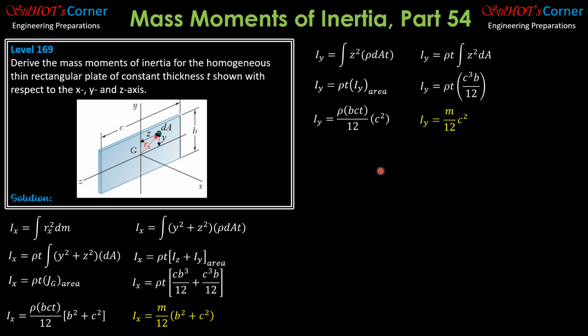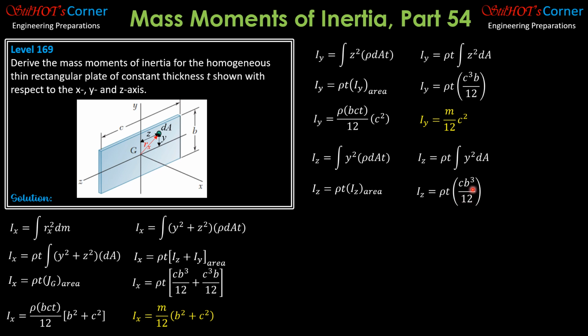Then finally for Iz, with respect to the z-axis, it is equal to the integral of y squared times rho dA t. Putting rho times t before the integral sign, we have the integral of y squared dA. We interpret again the integral of y squared dA, the constant distance squared times dA of area, as the moment of inertia with respect to the z-axis, which is equal to c b cubed over 12. So Iz is rho t times Iz of area, and Iz of area is equal to c b cubed over 12.